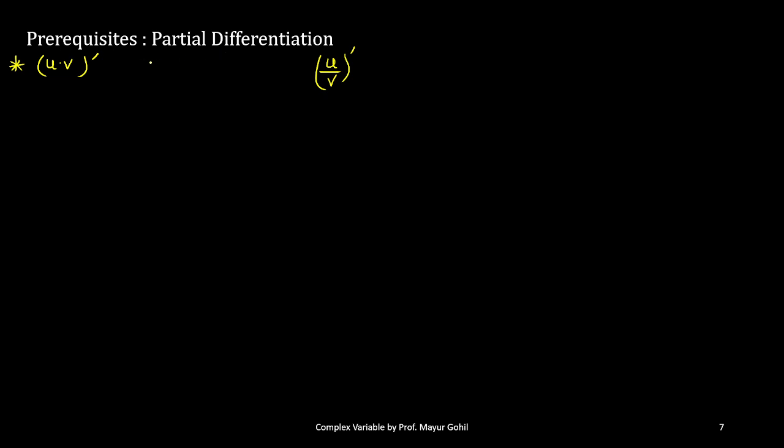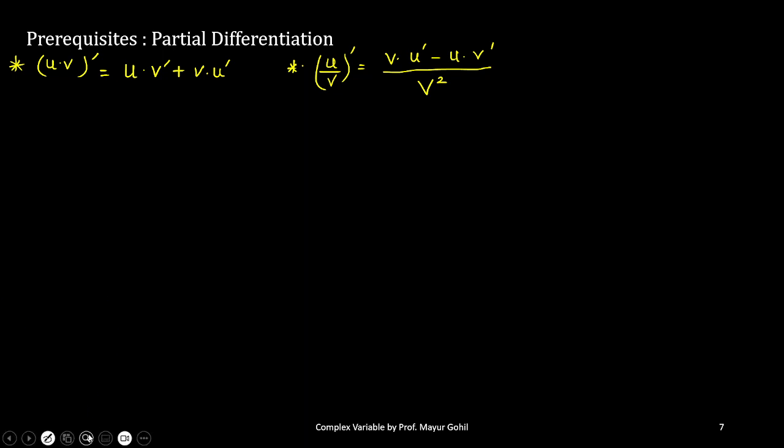Let me just write here (u/v)'. Both rules are in derivatives. The rules are like this: u into v' plus v into u'. This is the first rule. The second rule is (u/v)'. The rule is slightly trickier in notation, so it is 1 over v² times v into u' minus u into v'. These are the two important rules. Now we are going to do this with partial derivatives. Okay, so let us see how to handle them.